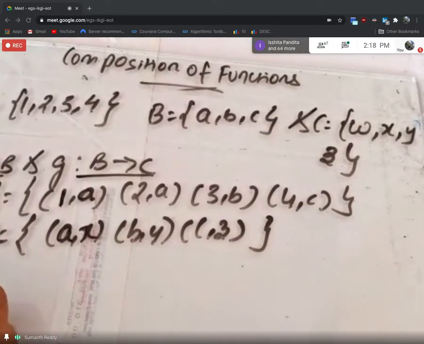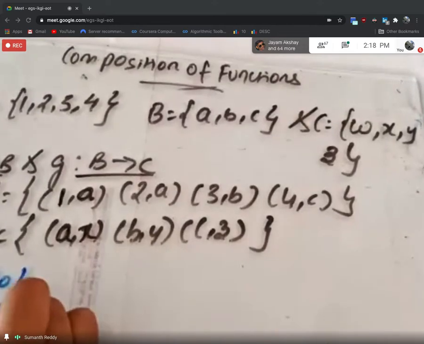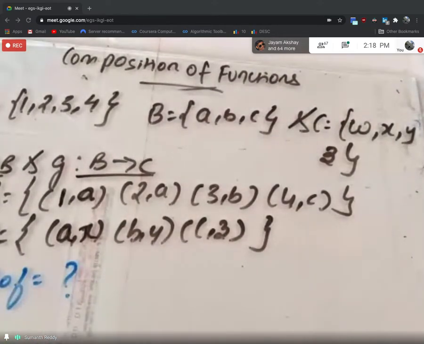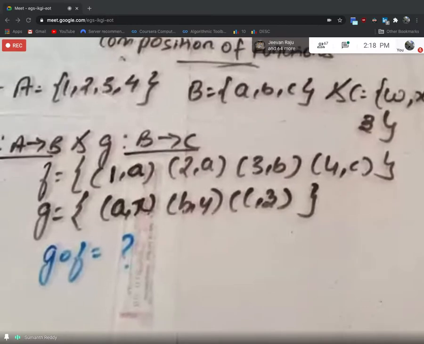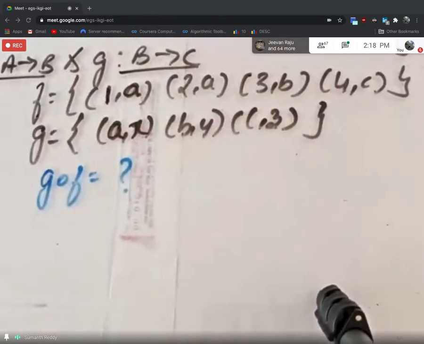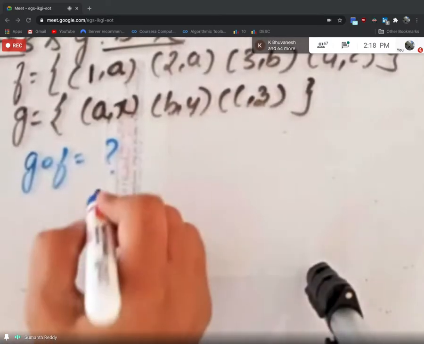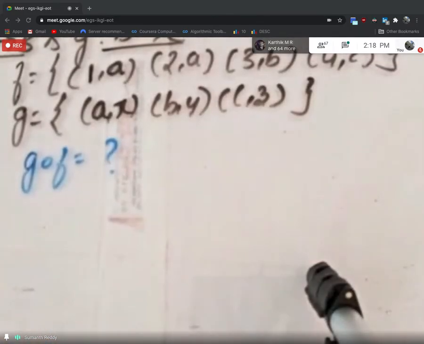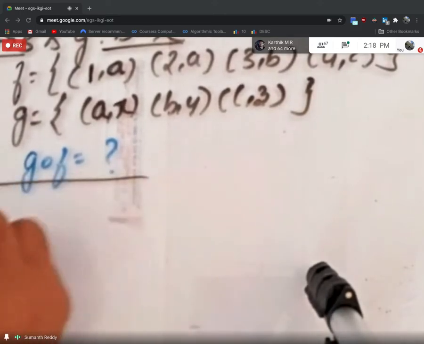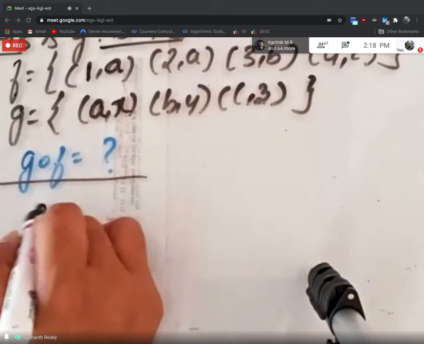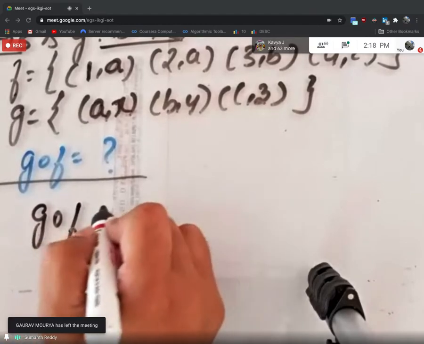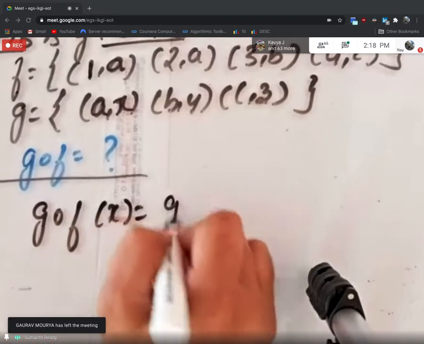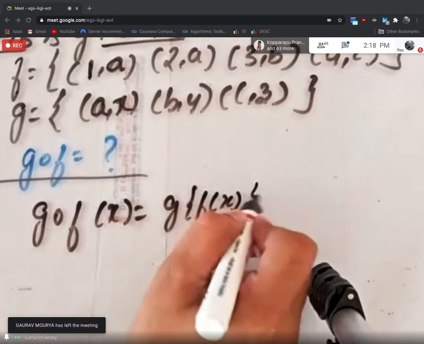Now his question is, what is G composition of F? We already know the definition of G composition of F. For the definition also there will be marks, students, so you have to write even that. The solution will be, first of all, G composition of F of x in general is given by G applied upon F of x.